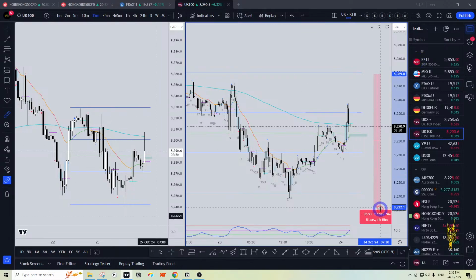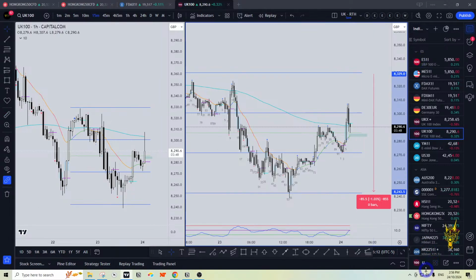This whole range is basically a daily range, and I think we'd be better off looking for something at these two thirds.